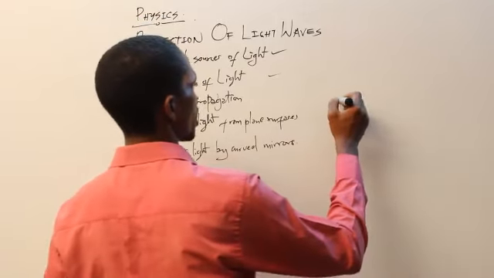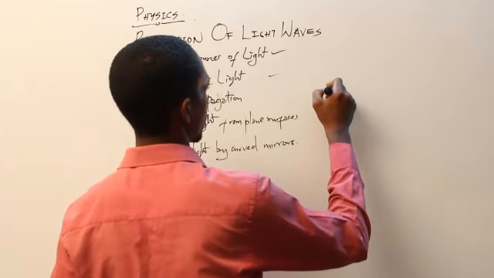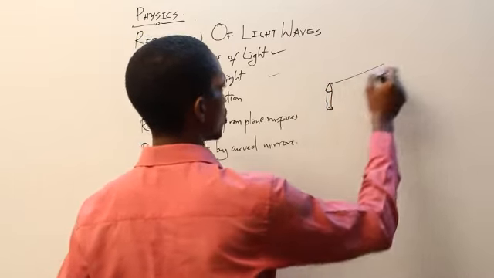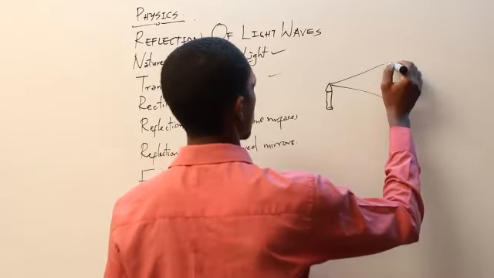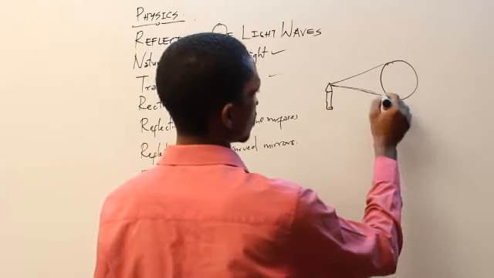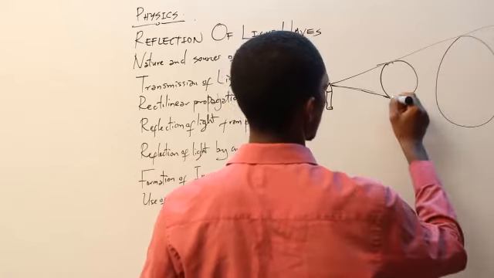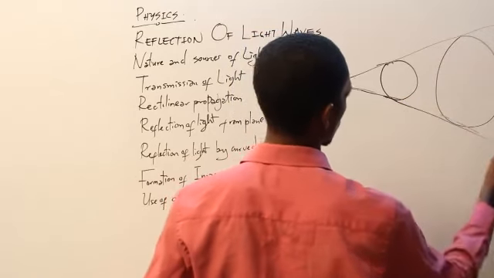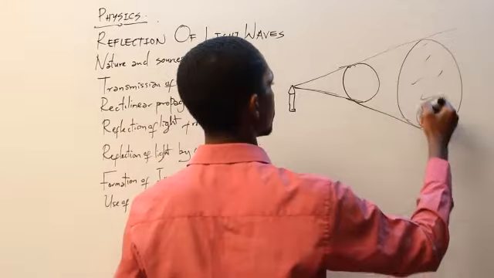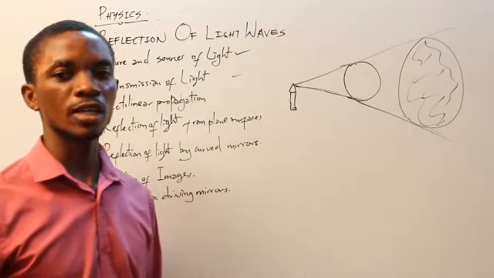When the light source is shining, and maybe we have a light source like my candle, and the light is shining, and it happens that there is something in the path of the light, we'll notice that there will be something called a shadow, and there will also be something called an image.